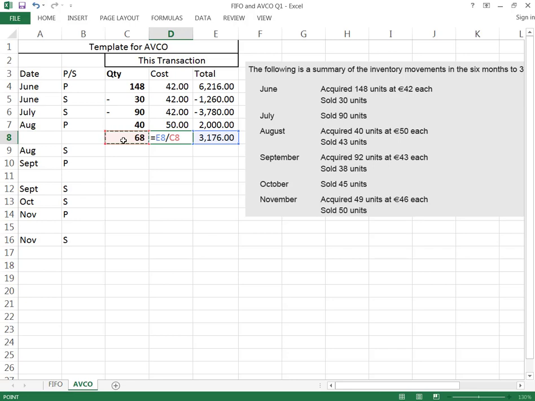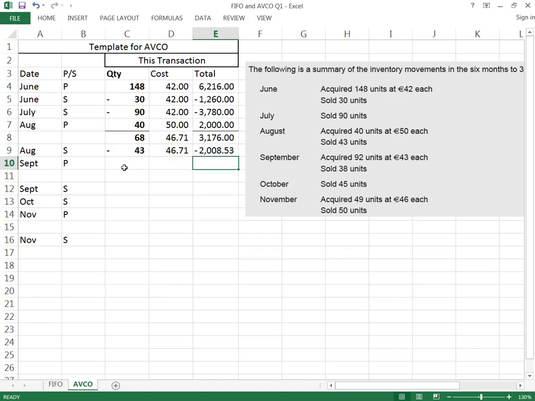3176 divided by 68. Okay, so my new average is going to be 46.71. So what I want to say to you there is that my next sale is going to be at the 46.71, and that sale in August was 43. And you see again, I don't care which batch these came from because I'm using the average. Okay, so it's equal to this one by this one.